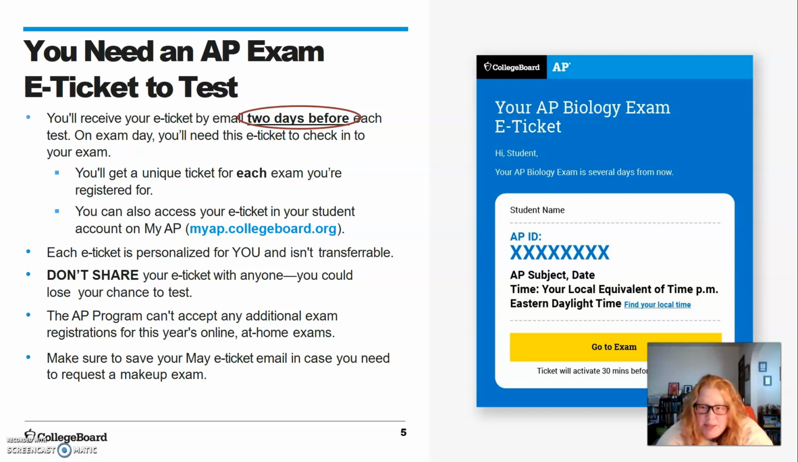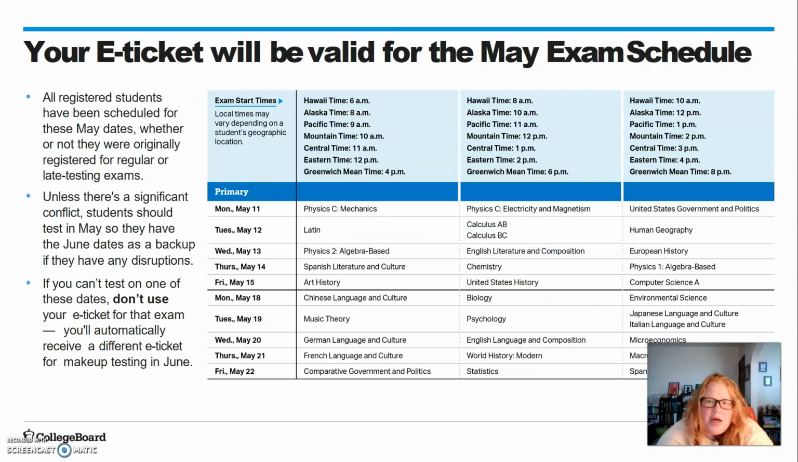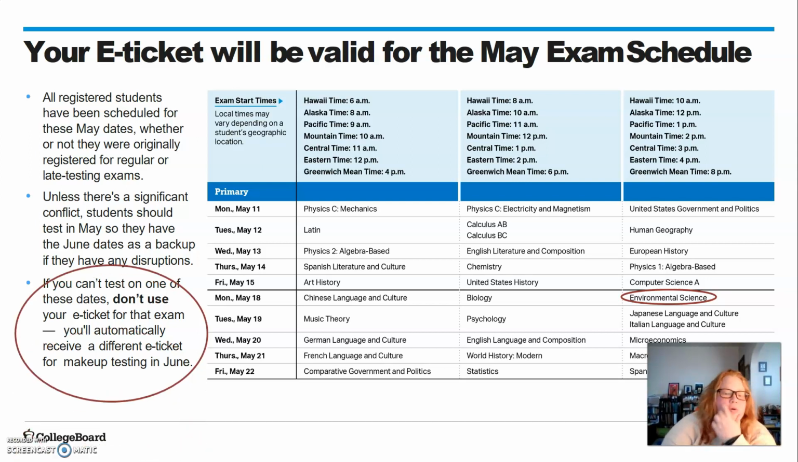Make sure to keep it in case you need to request a makeup exam. The one that you're going to get is valid for May. Remember, our exam is May 18th, which is Monday, at 4 p.m. And because it starts at 4, you need to sign in at 3:30. Okay? So Monday, May 18th, sign in at 3:30. Exam starts at 4.